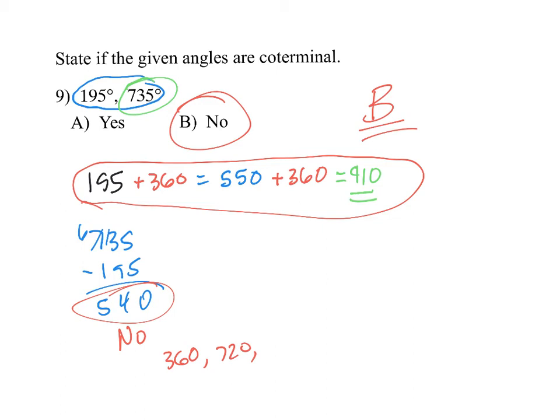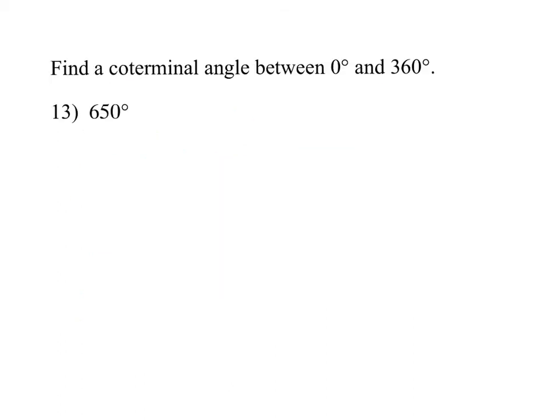Okay, let's see what else we can do with coterminal angles. You're also going to be asked to find a coterminal angle that fits in between 0 and 360, so within one rotation. And that's pretty easy to work on too. You take a look at the angle you're given, in our case 650. 650, as you know, is bigger than 360. So I'm just going to start subtracting until I get in between 0 and 360.